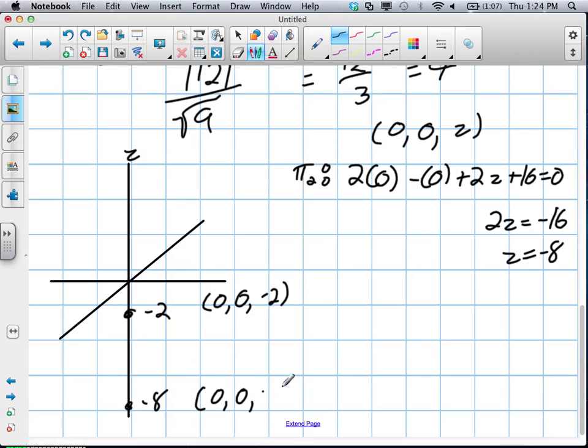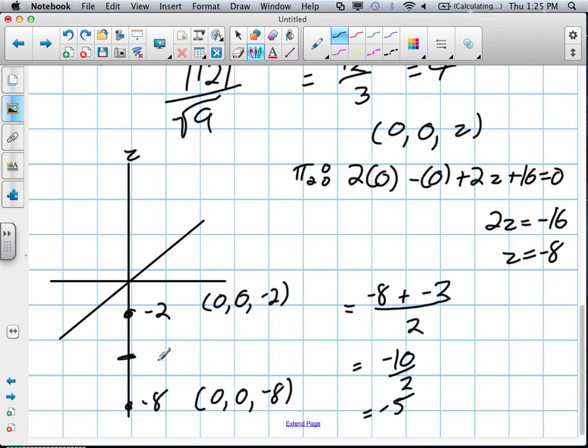0, 0, negative 8. In order to find out what would be halfway between, we're going to add these two numbers and divide by 2. If you guys remember your trig functions, this is like finding the equation of the axis. So we take negative 8 plus negative 2, and we're going to divide it by 2. That gives us negative 10 divided by 2, negative 5. So a plane that would be equidistant from them is going to fall in between the two of them, right in the middle, and it's going to cross the z-axis at 0, 0, negative 5.